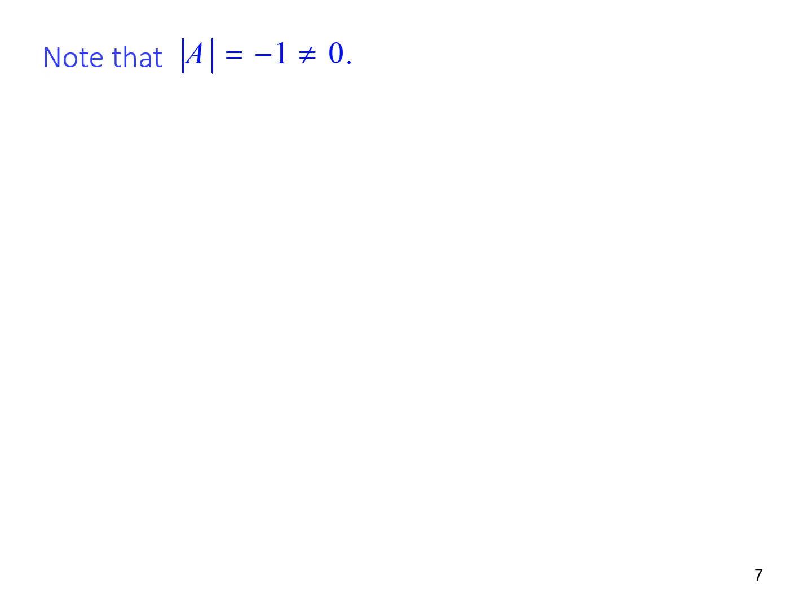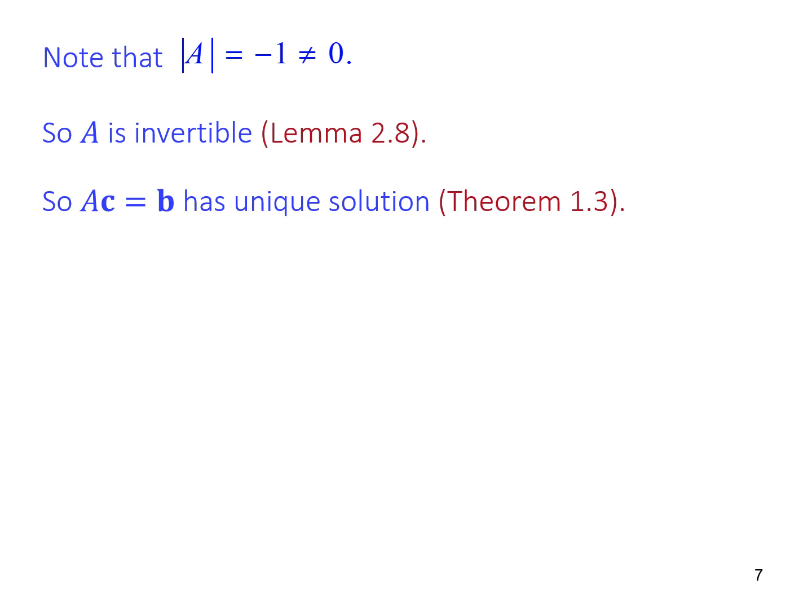We compute the determinant of the matrix A, where matrix A is the coefficient matrix of the system of linear equations, and we found that the determinant of A is non-zero. Therefore, by Lemma 2.8, the matrix A is invertible, and therefore by Theorem 1.3, the system of linear equations that we have produced in the previous steps has only a unique solution.